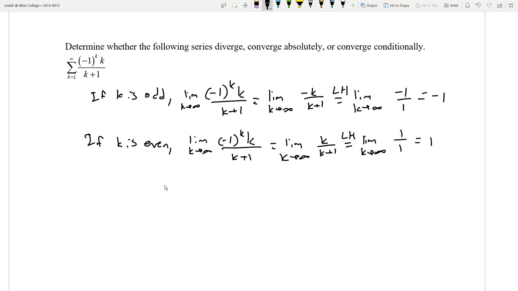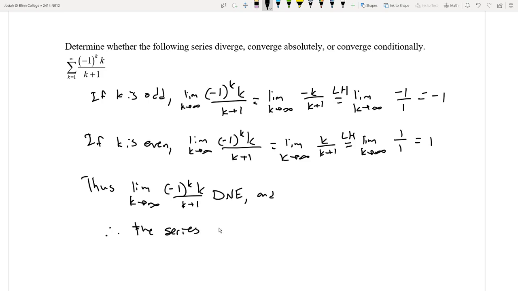So we get that thus the limit as k tends to infinity of negative 1 to the k times k over k plus 1 does not exist. And therefore, the series diverges by divergence test.